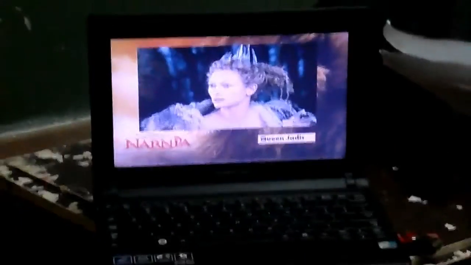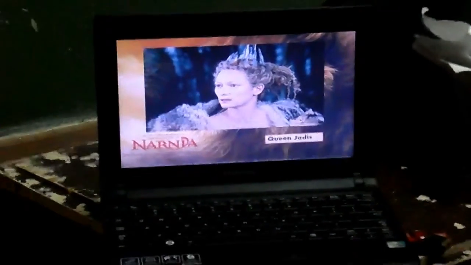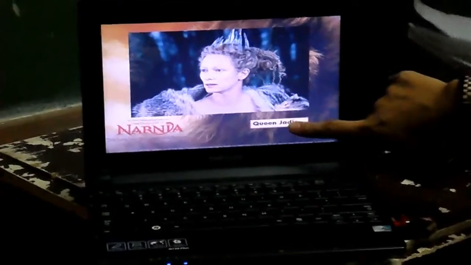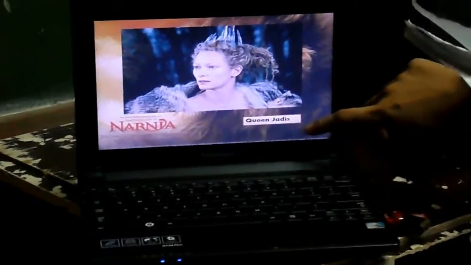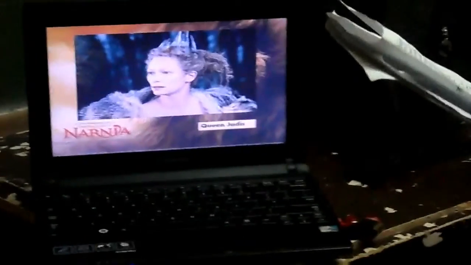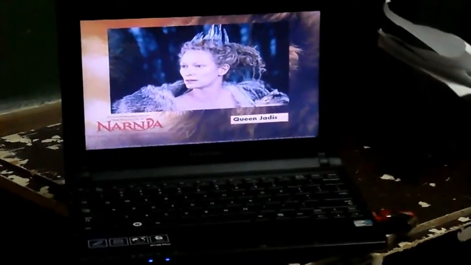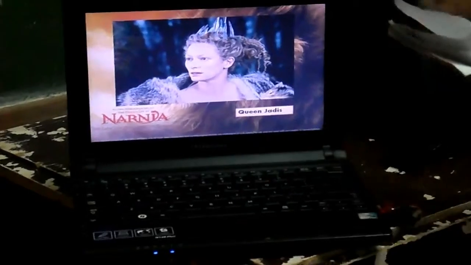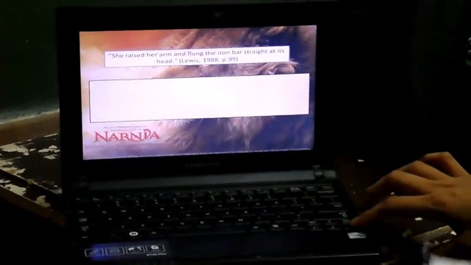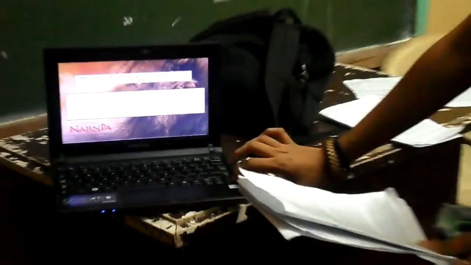So the analysis of evil entering Narnia would not be near complete, of course, without examining the character of Queen Jadis, known as the White Witch. Like Uncle Andrew, the witch is antagonistic towards Aslan, and she too wishes to destroy the lion and attempts to kill him with an iron bar, when it says that she raised her arm and flung the iron bar straight at its head.